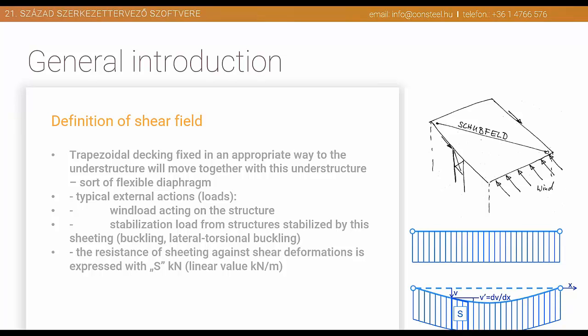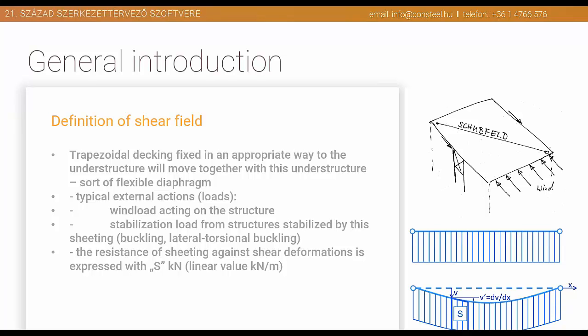They will move together. So obviously the unwillingness of the roof panel to deform will stabilize the underlying structure and will limit its displacement. Typical loads which are acting on such a roof diaphragm, or in German language this is called Schubfeld, are wind loads acting on structures or stabilization loads due to the indirect stabilization provided by the sheeting simply from the connection between the two.